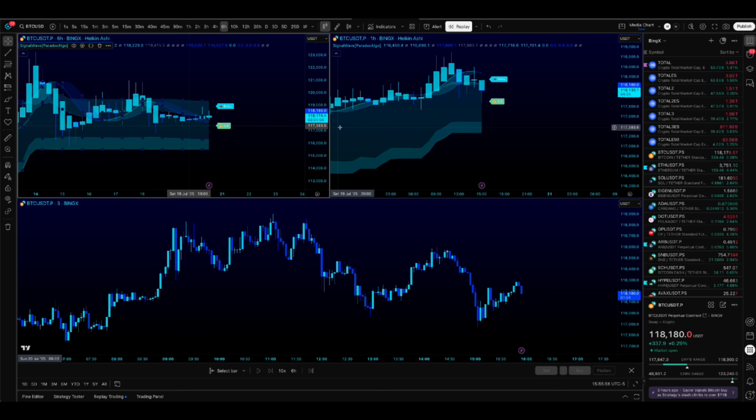Layer 2 is the 1-hour time frame for confirmation. Both the 6-hour and 1-hour need to show the same trend direction. If they're conflicting, I don't trade.